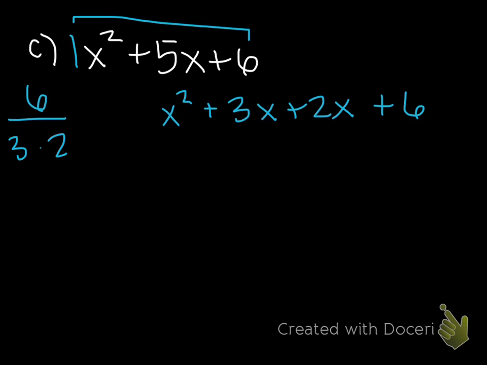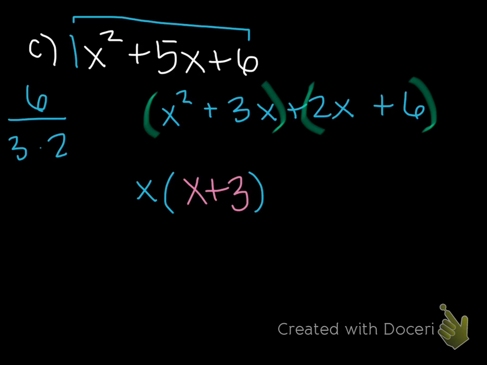Those of you who like the box method, draw your box. These are the 4 terms that go on the inside of the box. And I'm going to group the first 2 terms. I group the second 2 terms. My GCF for that first quantity would be x, and I'm left with an x plus 3. My GCF for the second term is a 2. And again, I'm left with x plus 3.